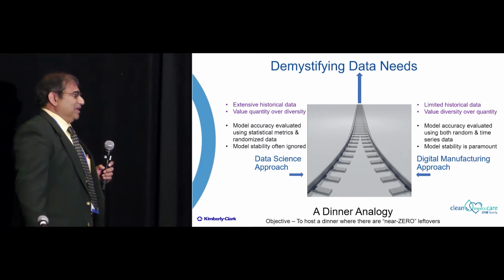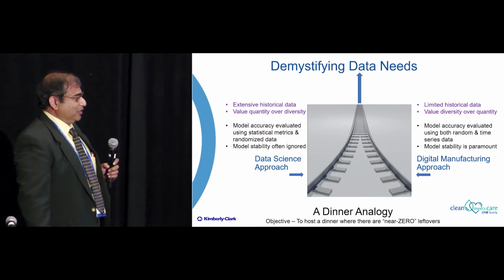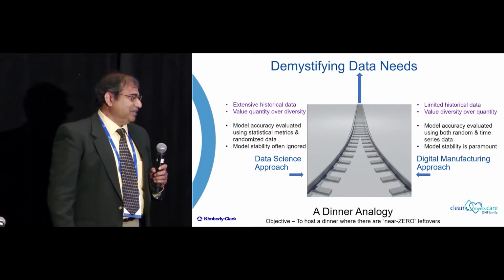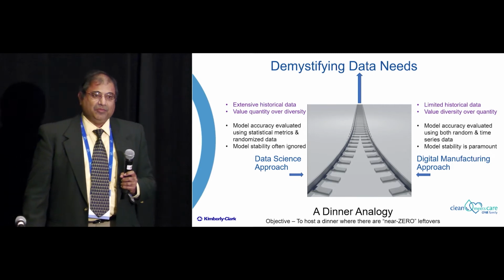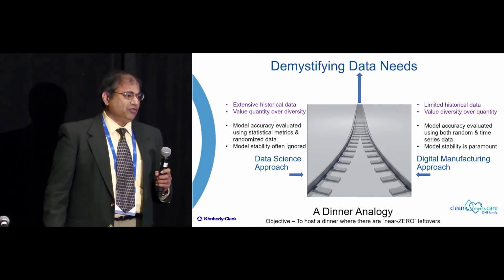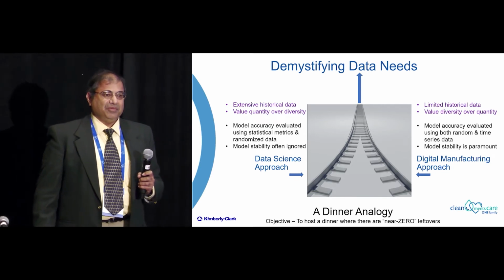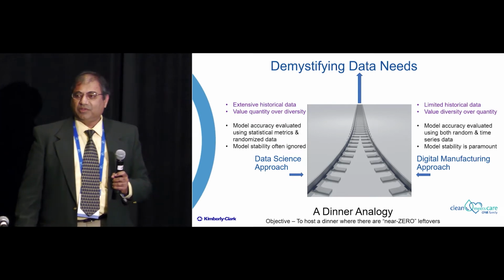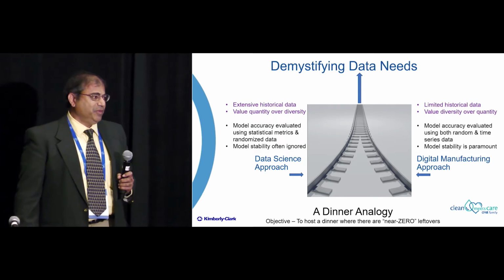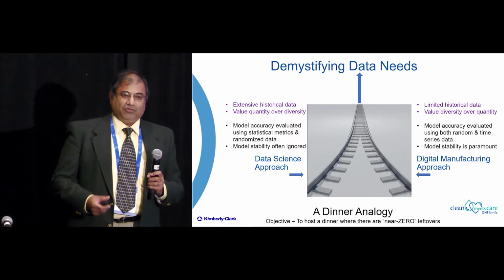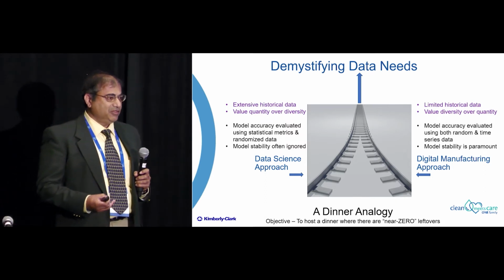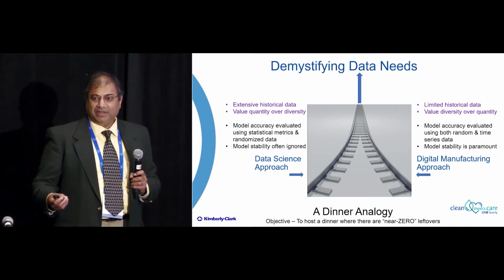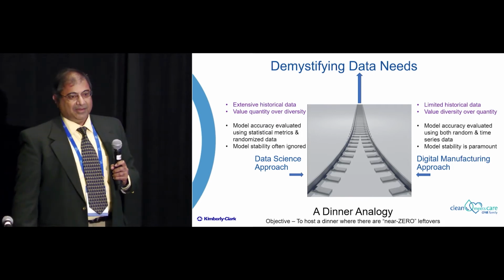So just to belabor this data analogy a little bit more, here's a dinner analogy. If the objective was to host a dinner, where the objective was to have the least leftover food, what would the two different approaches be? Well, the data science approach would be, I want to know what everybody ate for the last 6 months, or maybe the last 2 years, what they ate for breakfast, lunch, dinner, what they ate on Monday, Tuesday, Wednesday by day of week, and then I can go make a prediction.